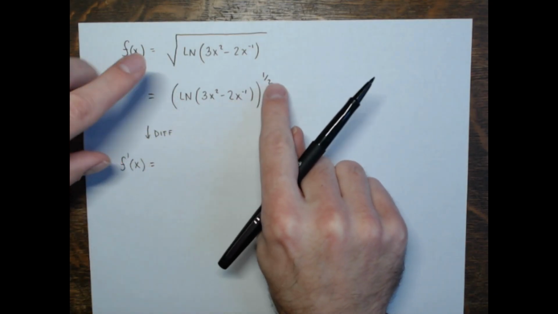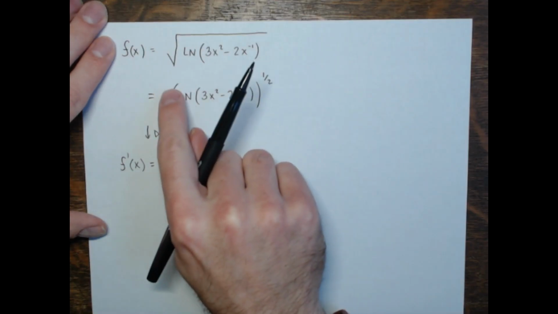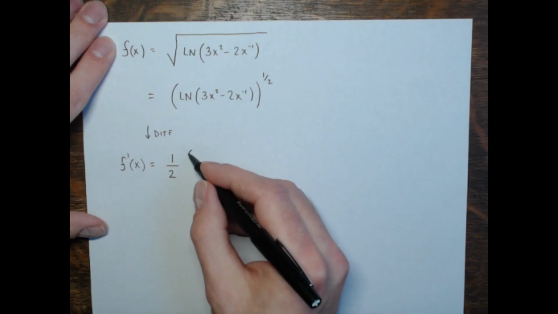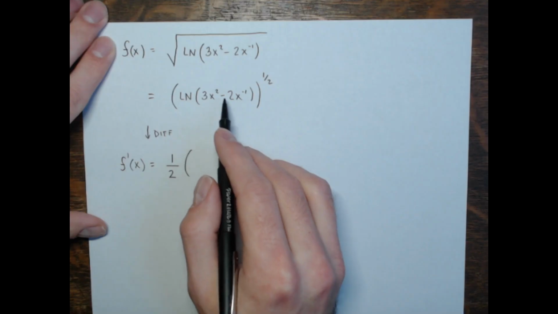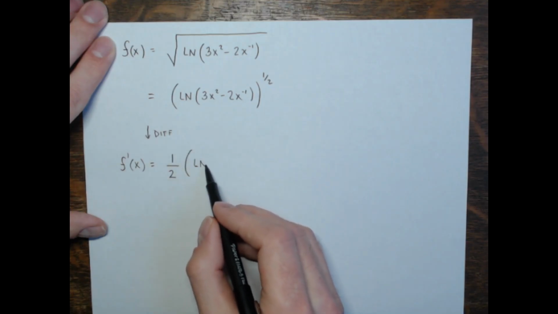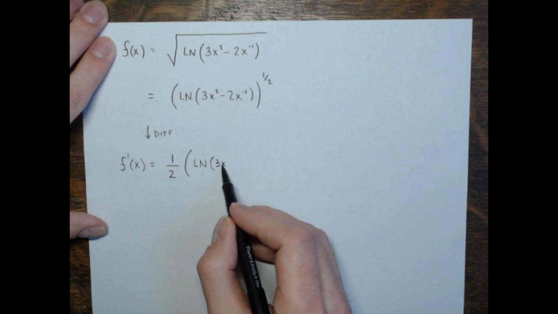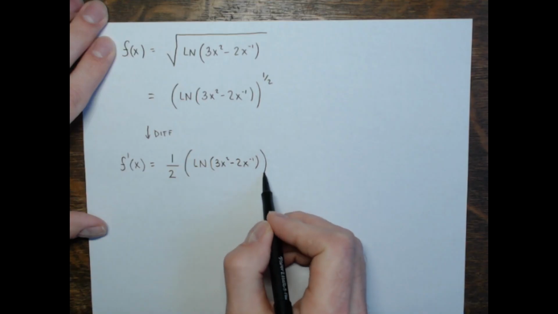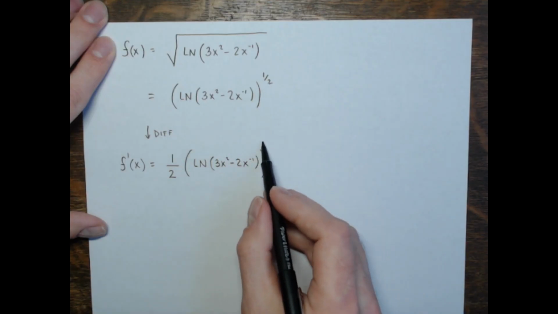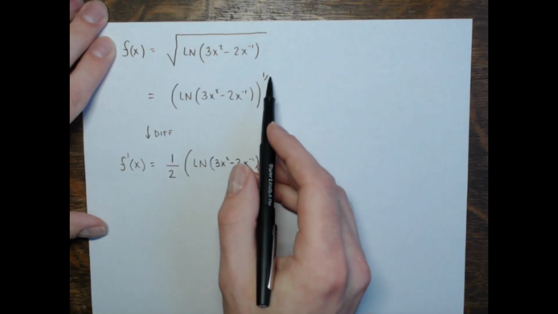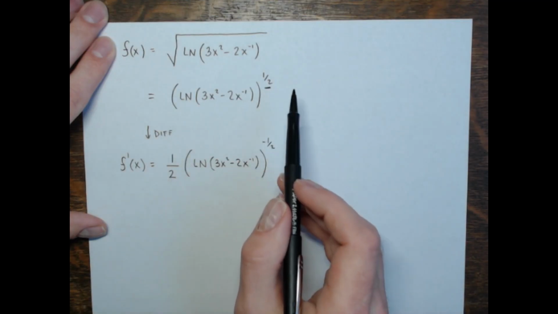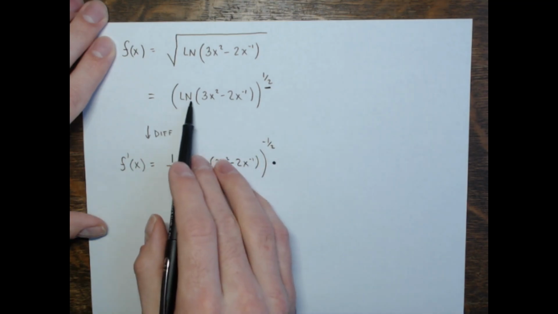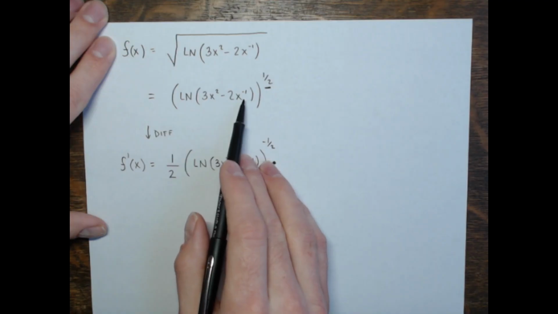This is something to the half. So I'll apply the power rule. I'll pull that half out front. So it'll be half of, and then what's inside originally stays inside. So you got the natural log of 3x squared minus 2x to the minus 1, to the negative 1/2, right? 1/2 minus 1. All right, so that's applying the power rule. It took care of that. And keep going with the chain rule here, times the derivative of the expression inside.